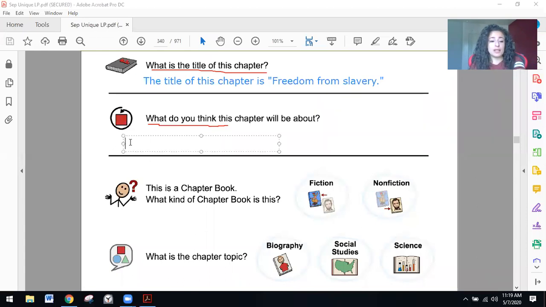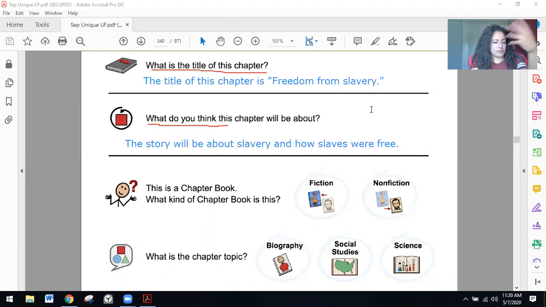So our guess is gonna be that the story will be about slavery and how slaves were free. Like I said, there's more than one answer. This is not the only answer, okay? You can say something different and it's still gonna be correct. What is this chapter about, guys? It's about slavery. Is it a fiction or a non-fiction story?